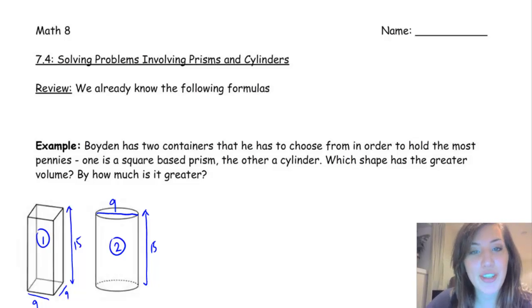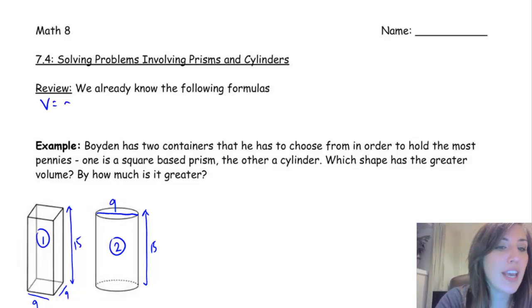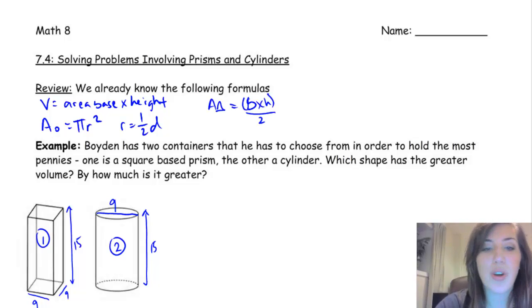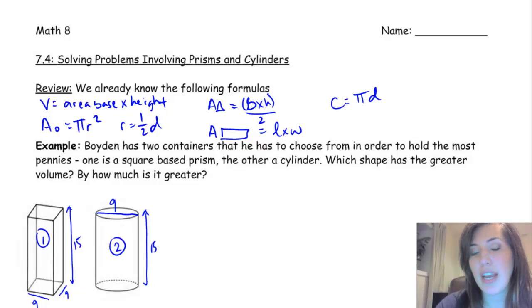We are going to recap at the start here about all of the different formulas we already know. We already know that volume equals area of the base times the height of our 3D object. We already know that the area of a circle equals pi r squared. We already know that r equals half of the diameter, the radius. We know the area of a triangle equals base times height divided by 2. We also know the area of a rectangle equals length times width. And we also know circumference equals pi times diameter, and that is everything.